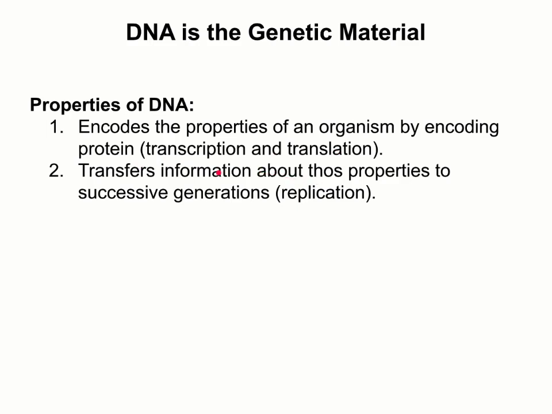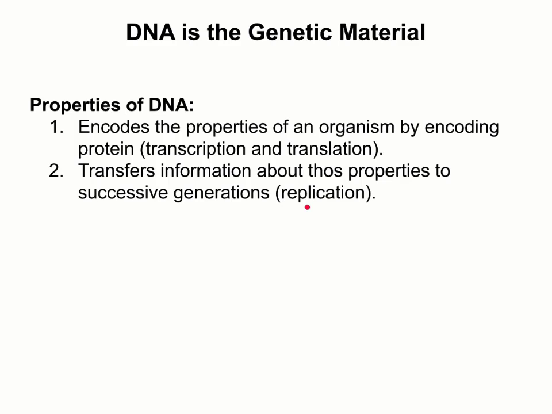If a species is adapted to its environment, it wants to keep the traits that make it well adapted generation after generation. Information about those traits is passed on in the form of DNA through the process of replication. So when we talk about molecular biology of the gene, we're really talking about the processes of transcription and translation and replication, and that's what we're going to learn here.